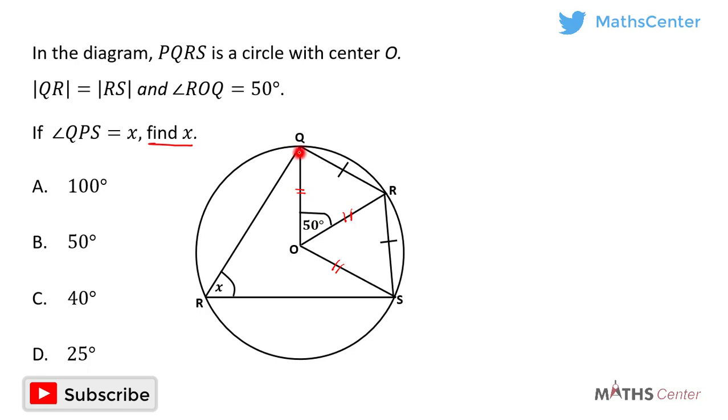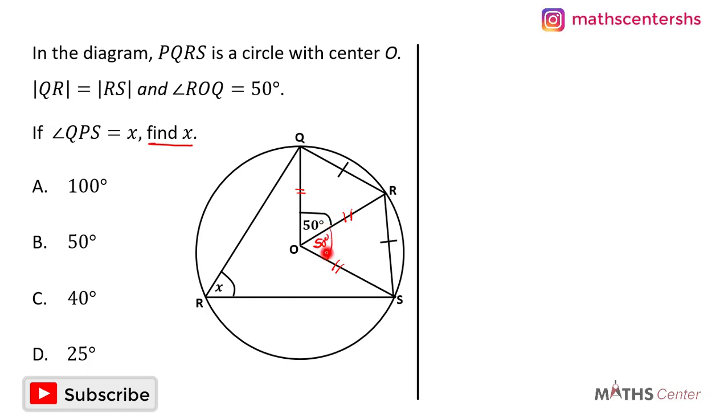What it means is that the triangle QOR is the same as the triangle ROS, because the length OQ is equal to the length OR, and it's also equal to the length OS, and QR is also equal to RS. So the triangle QOR is the same as the triangle ROS. If they are the same, then if angle QOR is 50 degrees, then it means that angle ROS is also 50 degrees. So the angle here is also 50 degrees.